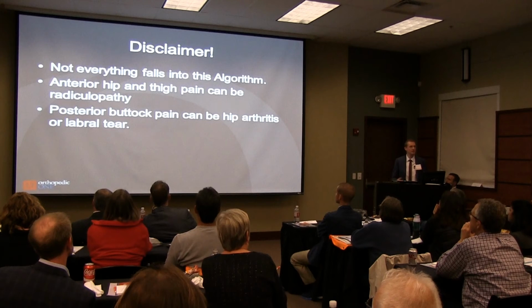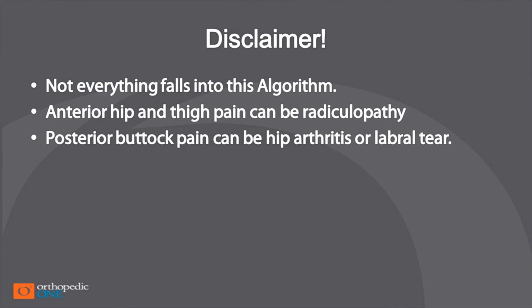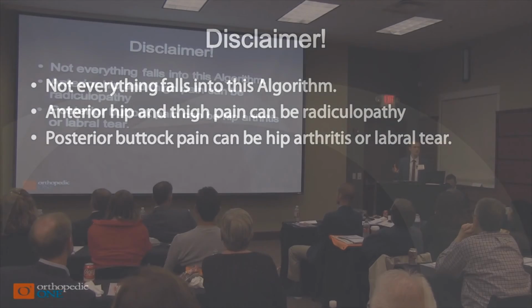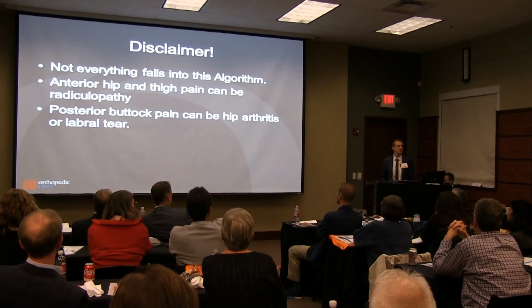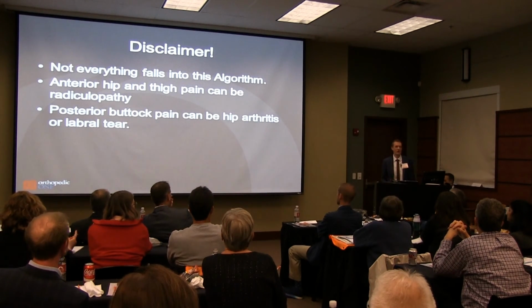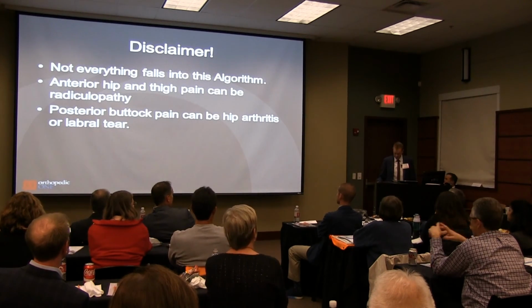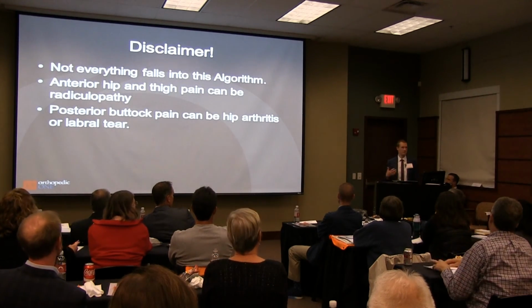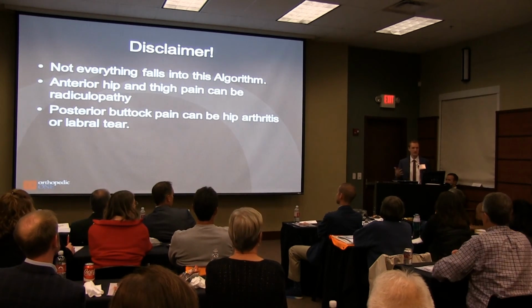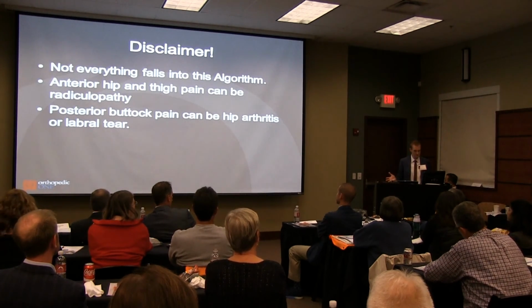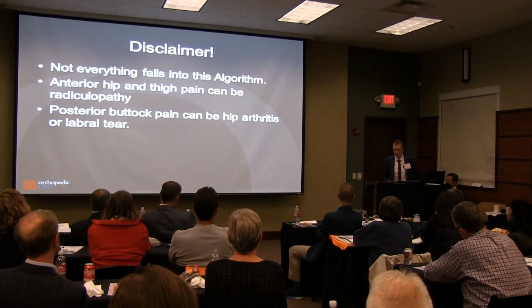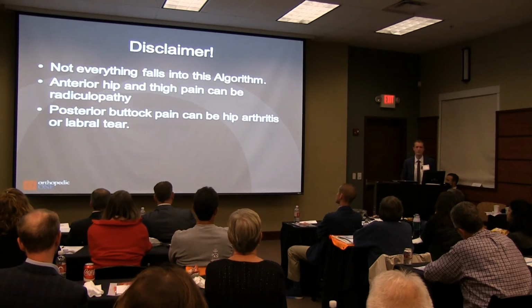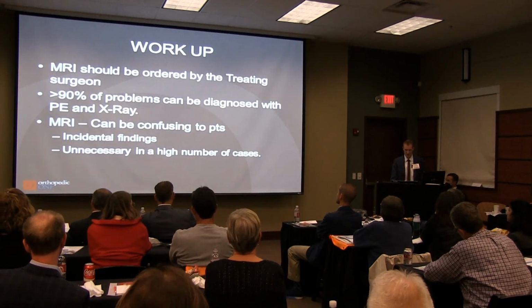All right, and the big disclaimer is that it's an algorithm. It's not foolproof. Not everything falls into this algorithm. It's trying to get a nice, organized way to treat a confusing subject. An L1, L2 radiculopathy, which we have all had, come in and say my hip hurts, and they have groin pain, and they have normal x-rays, and you get an MRI, and oftentimes it's related to a radiculopathy. It's not common, but it's there. And conversely, posterior buttock pain, patients who are arthritic can have buttock pain. It's not the typical presentation, but it's certainly very possible.